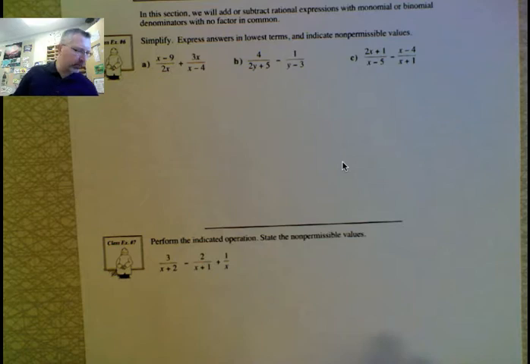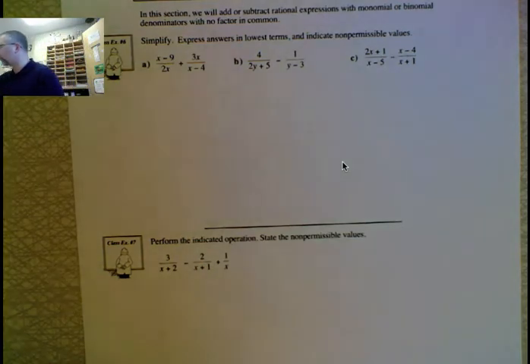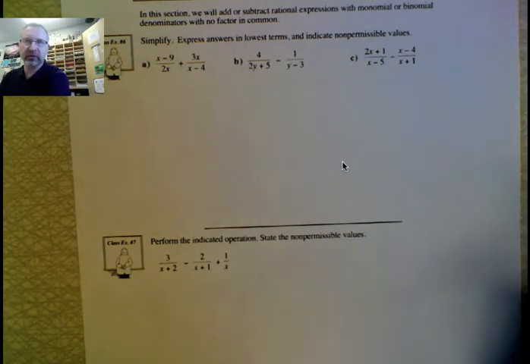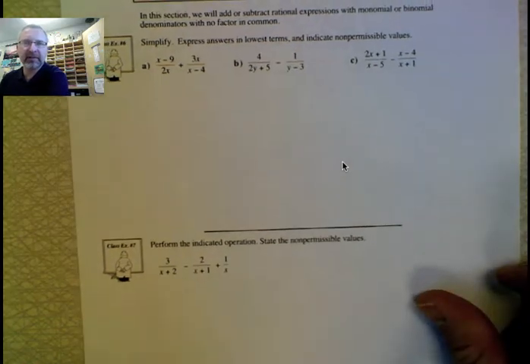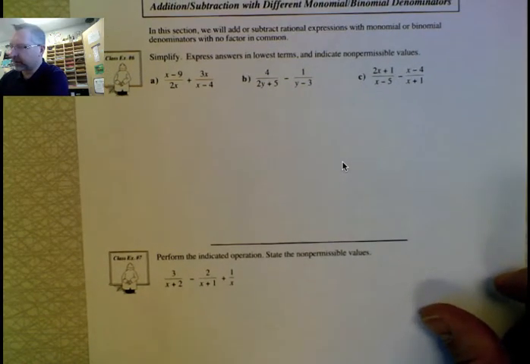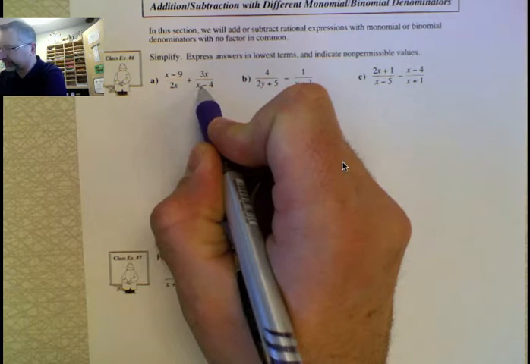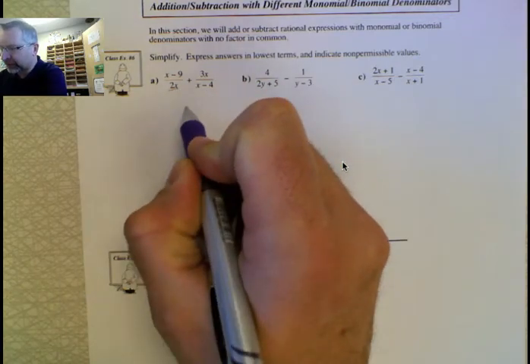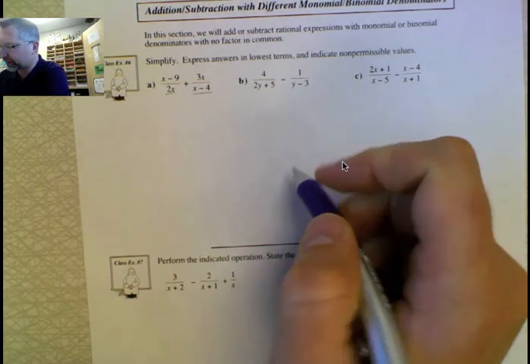All right, the last few examples are going to be a little more complex, but not a huge amount. We're going to try and expose you to some of the most common things that you're going to see. So in this particular example here, we've got a monomial of 2x and a binomial of x minus 4.